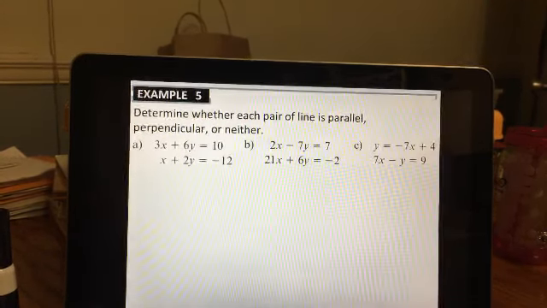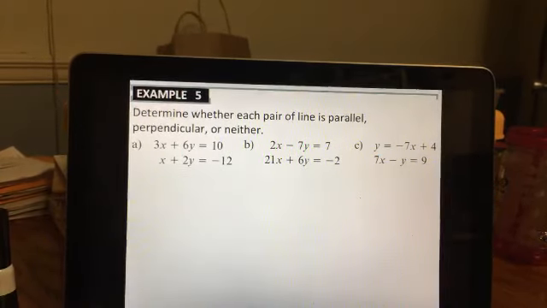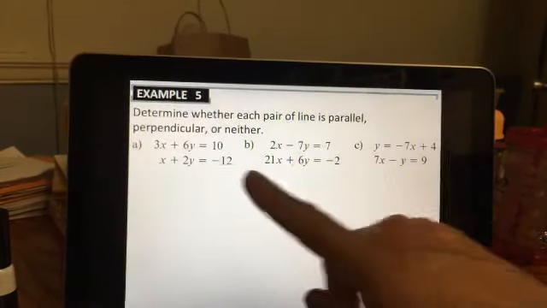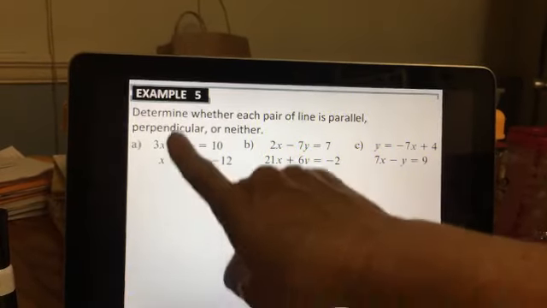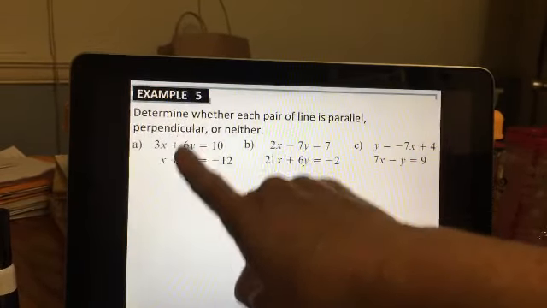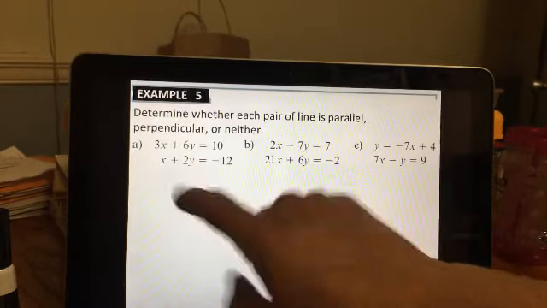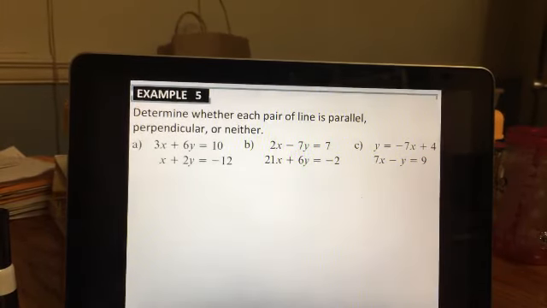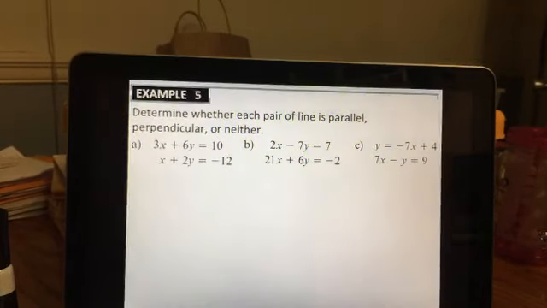All right, so here we have 3 different little systems. We're trying to figure out whether they are parallel, perpendicular, or neither. In class, I had you do these, and then I came back with the answers so that you could see them.